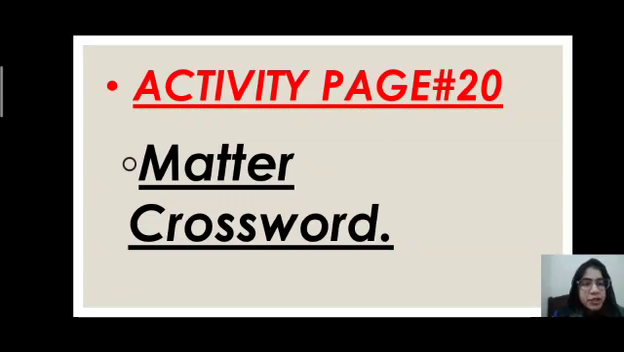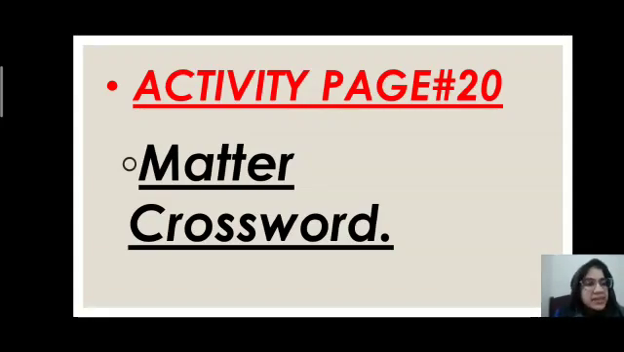What is matter crossword? Crossword is a puzzle which you have to complete by reading the fill in the blanks. The hints are provided to you on page number 20. One are the hints for across. Across means the horizontal lines, and second one are the hints of down. Down means vertical lines.